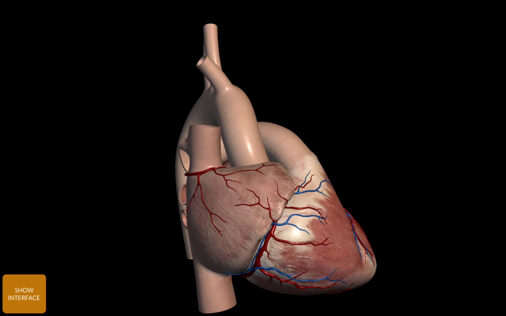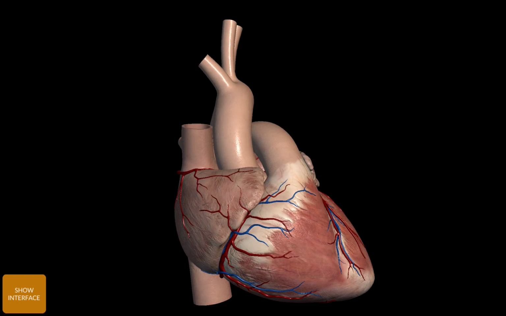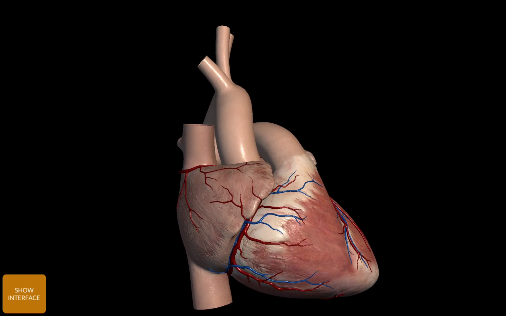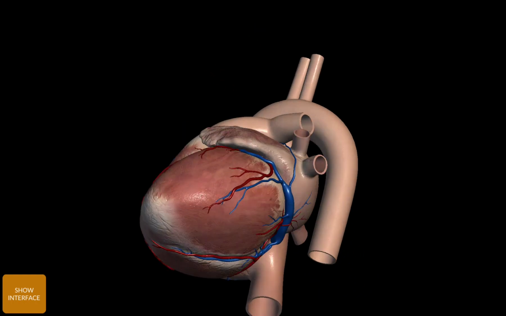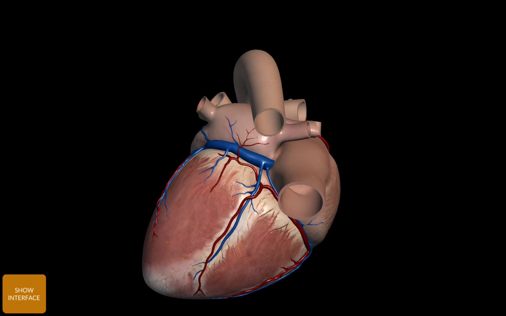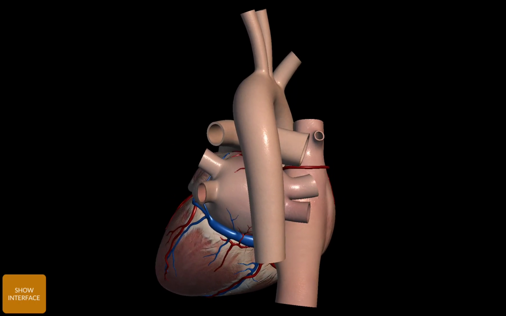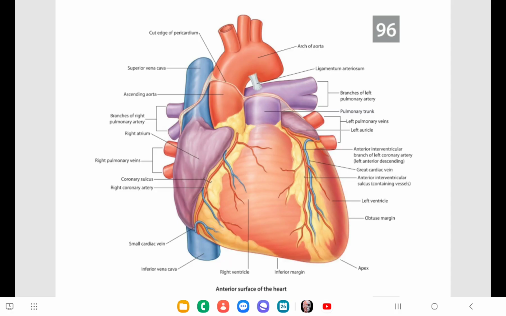When we talk about the surfaces of the heart, there are three main surfaces. They are the sternocostal surface or the anterior surface. This is the diaphragmatic surface or the inferior surface. Then this is the base or the posterior surface of the heart. In this picture you can see the anterior surface of the heart.